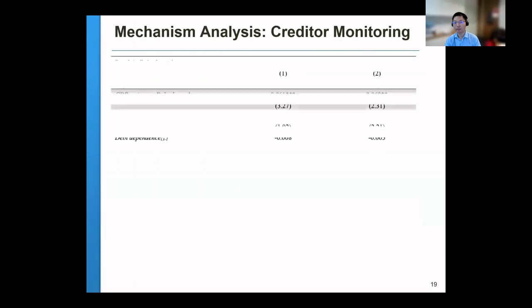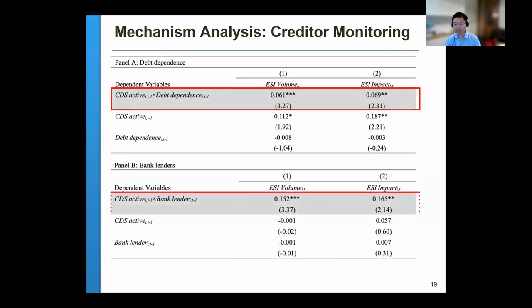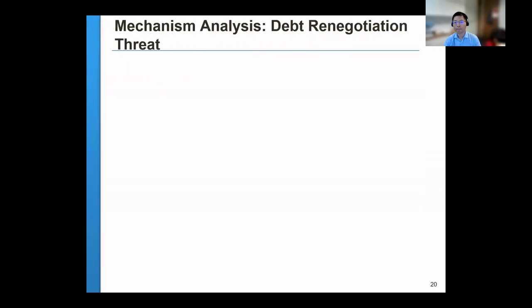Then we also look at debt dependence and bond lenders. If the firm depends more on debt, the creditor becomes more important. And for banks, because they have the capability to monitor firms, after the introduction of CDS trading that generates a much stronger shock in reducing credit monitoring. We do document stronger impacts, which supports the credit monitoring channel.